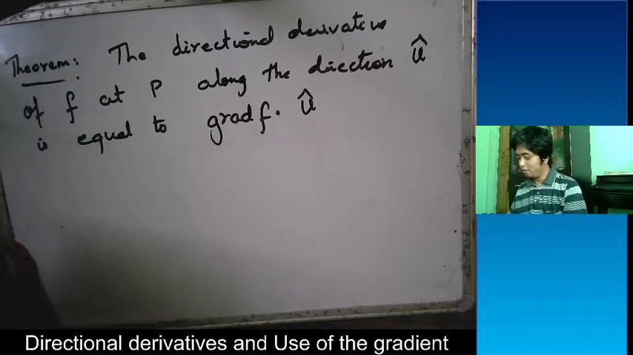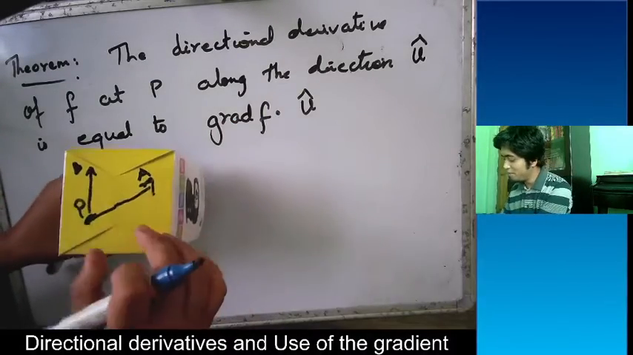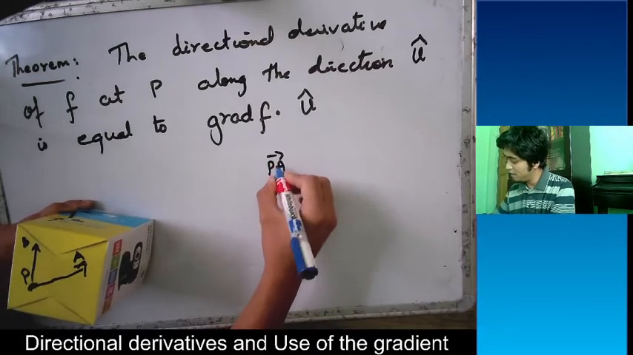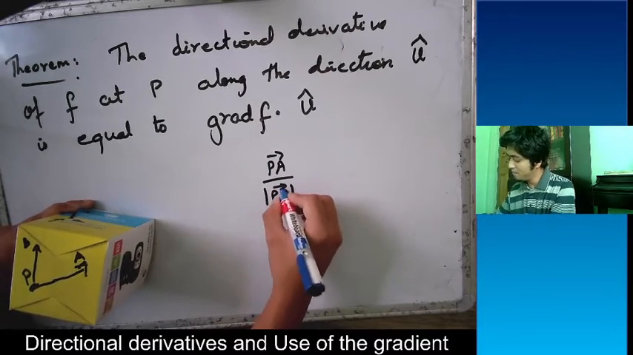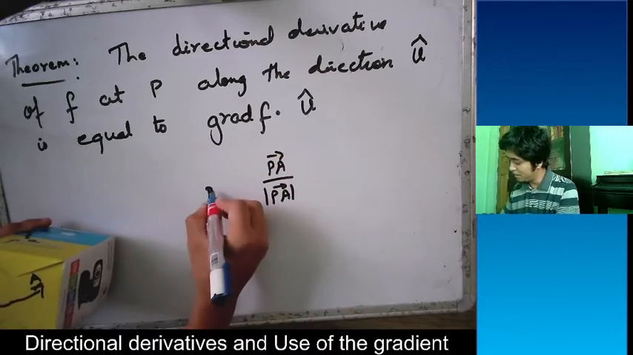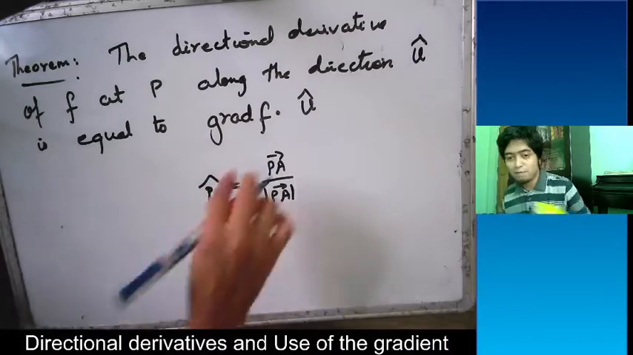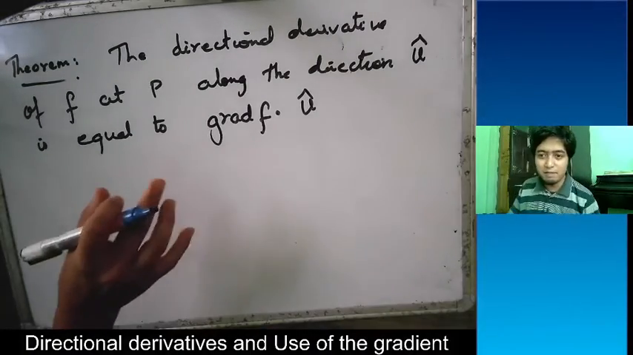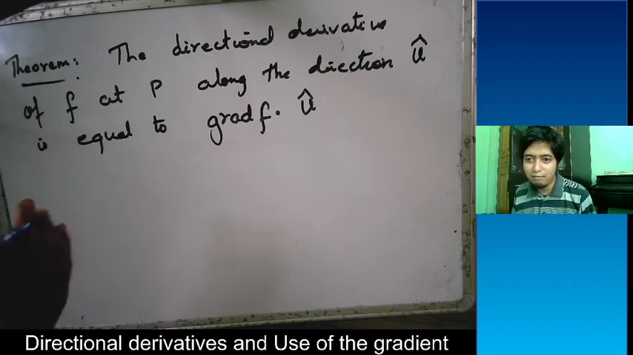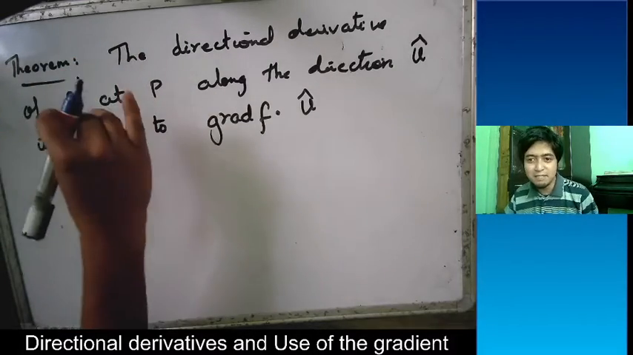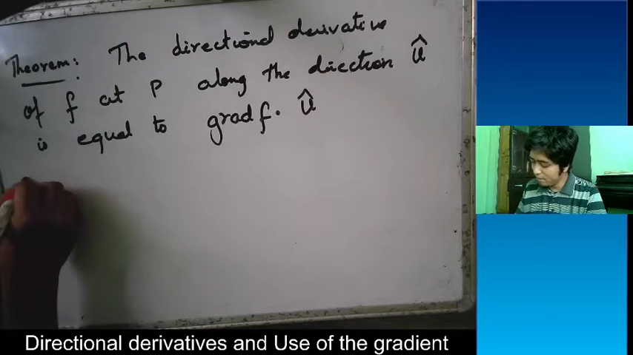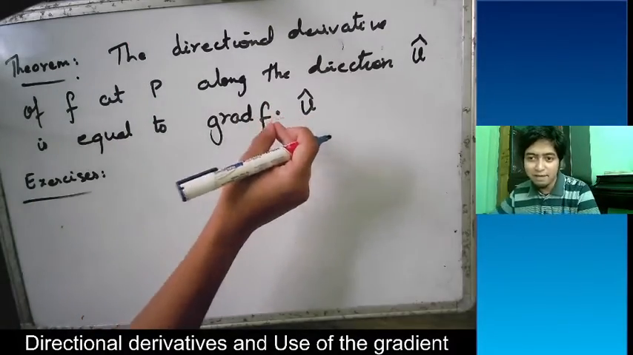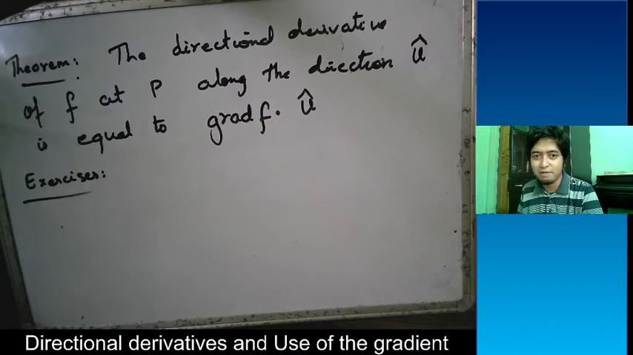So over here, what is u cap? You can even think of it in this way: PA is a vector, so PA divided by its magnitude gives you the unit vector along PA. Again, this one specifies the direction. We don't need a proof for this theorem. If you want a proof, I will hand it out separately. But for now, let us just take a look at the exercises. So this is the first application of the gradient, that is, to calculate the directional derivative.